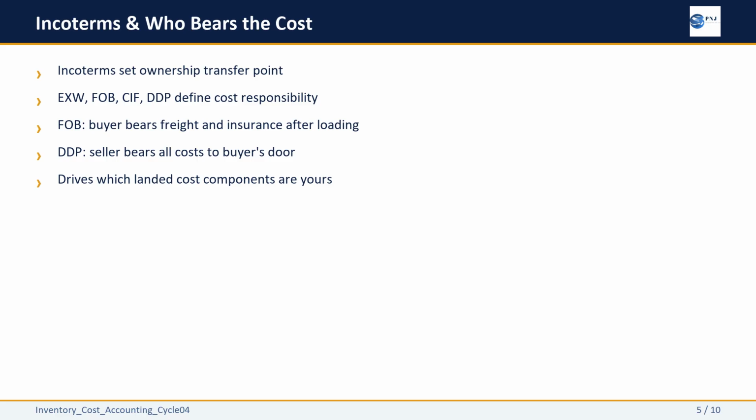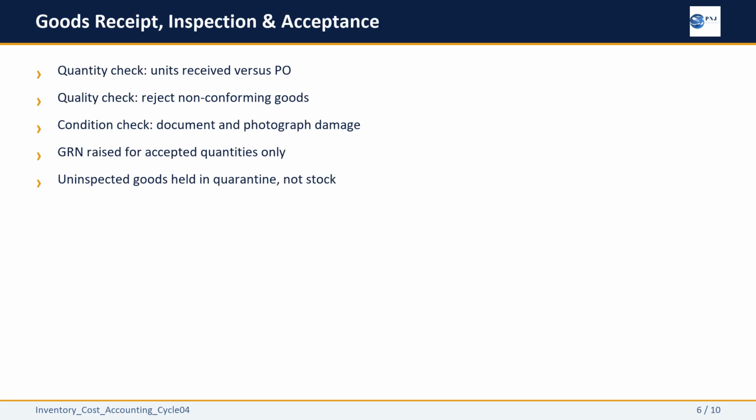Speaking of receipt, that is where goods are checked before they ever count as stock. When goods arrive, 3 checks happen against the purchase order. First, a quantity check, units received versus units ordered, with any shortfall or excess documented. Second, a quality check, verifying the goods match the ordered specification and rejecting anything non-conforming with a rejection notice. Third, a condition check, inspecting for transit damage and photographing it before accepting or rejecting. Only accepted quantities go onto the goods receipt note, or GRN.